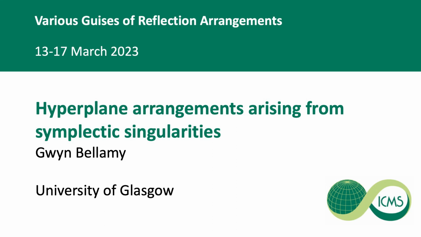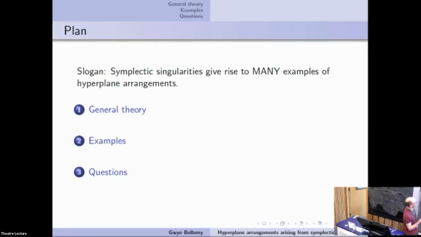Things about the plan. So first of all, if you remember nothing else from this talk, the whole point is just to try to get across this idea that these symplectic singularities, something coming from algebraic geometry, give rise to many, what I think of as, interesting examples of hyperplane arrangements. If you're looking for new arrangements, you want some machine that you can feed something into to get arrangements out, and symplectic singularity is one way to do this.